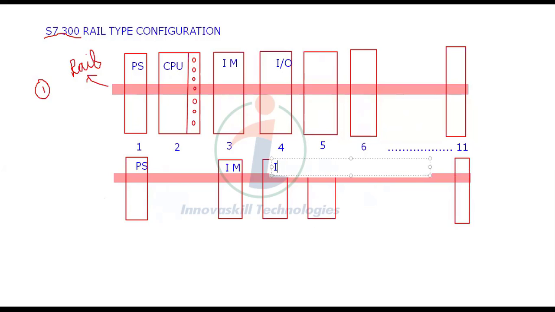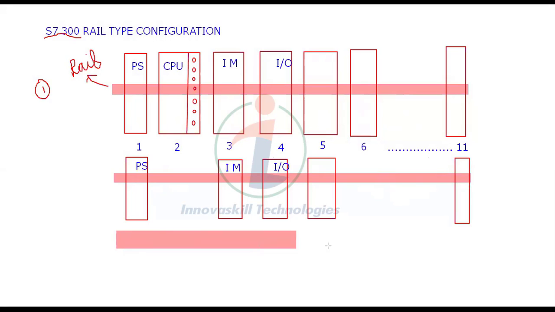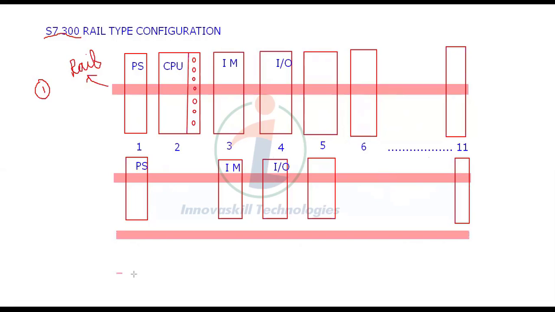So here also we can increase up to 11. Next, if this is also not sufficient, we can add another rail, and again if that is also not sufficient, we can add another rail. So the advantage in S7 300 is that we can add 3 more rails. So we can get the maximum number of IOs in S7 300. That is rail type configuration.